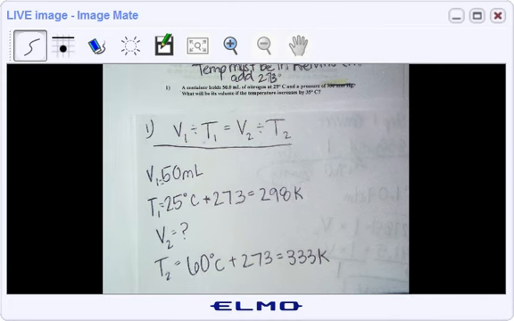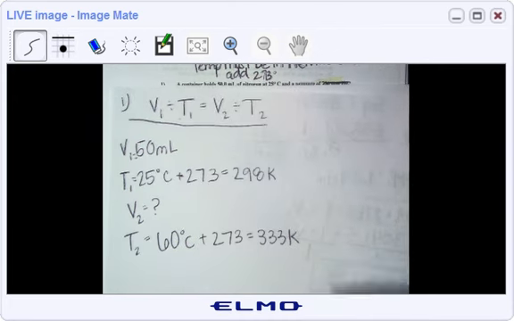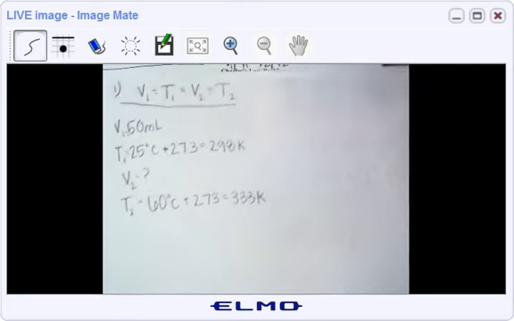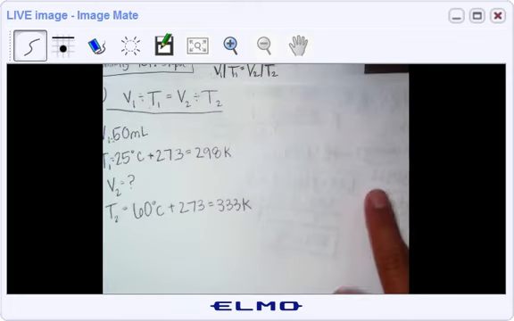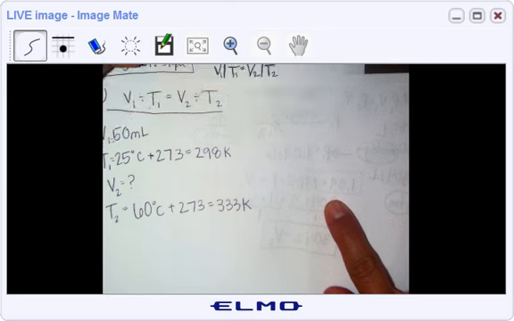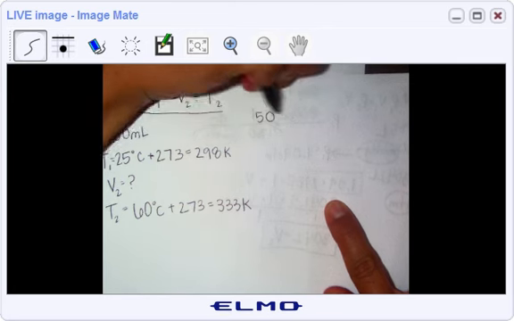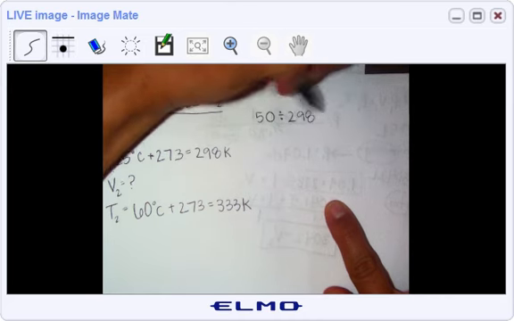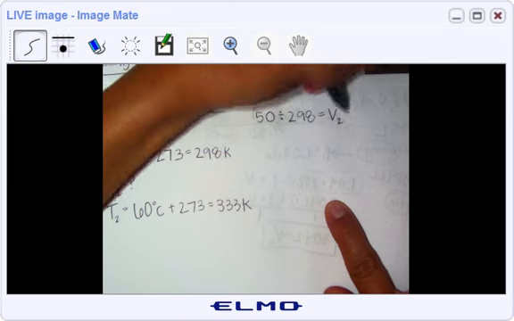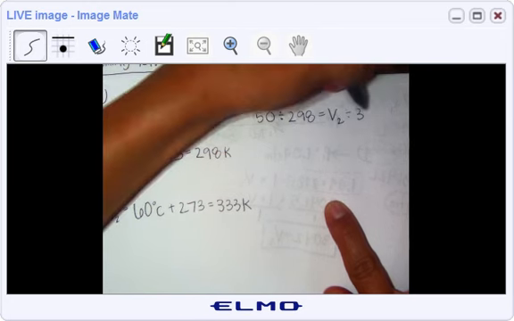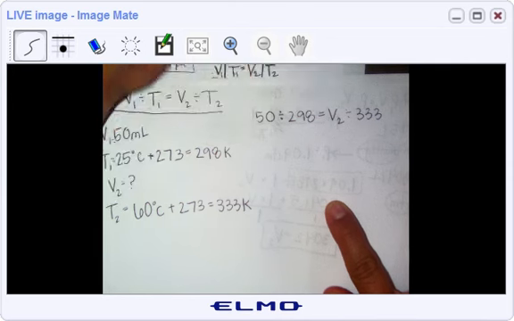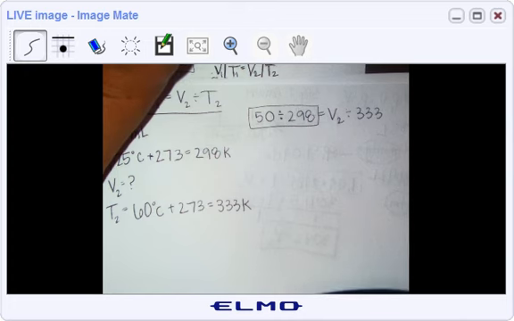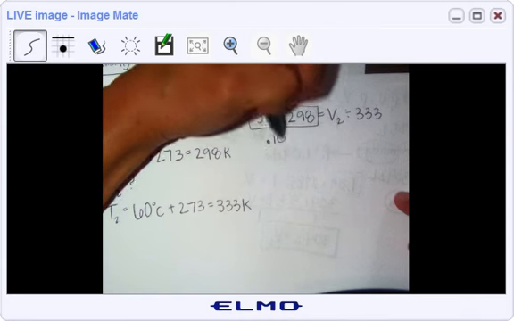Okay, so I have everything I need and now I'm just going to plug it in. I'm going to zoom out a little bit. So V1 divided by T1 equals V2 divided by T2. The first part where I'm going to start is the left-hand side because I can actually plug the left-hand side into the calculator. By dividing those two, I get 0.1677.